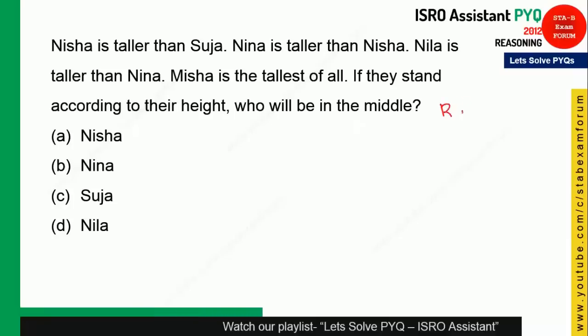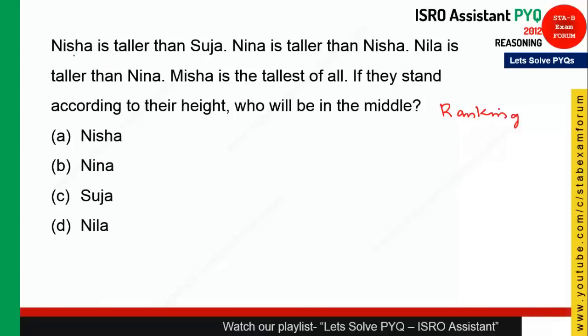This question is from the order and ranking. Okay, so let's see it. Nisha is taller than Sujata. Nina is taller than Nisha. Neela is taller than Nina. Misha is tallest of all. So Misha will come here.